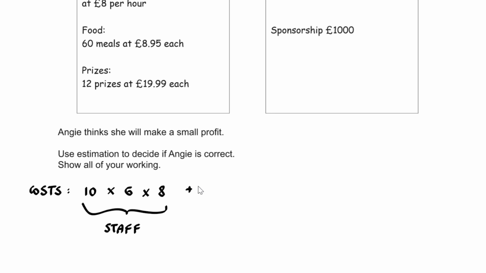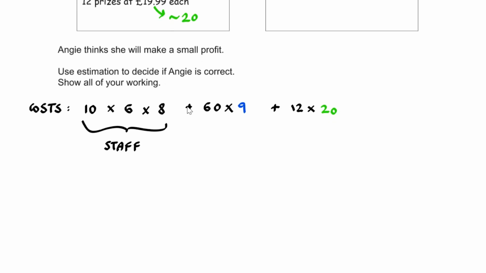And then we have 60 meals at £8.95. Now this £8.95 we can round to approximately £9. So we add on 60 multiplied by 9. Remember, we're using approximations here. And then this 19.99 we can round to 20. So we have 12 prizes at £20. So now we need to work all of this out.